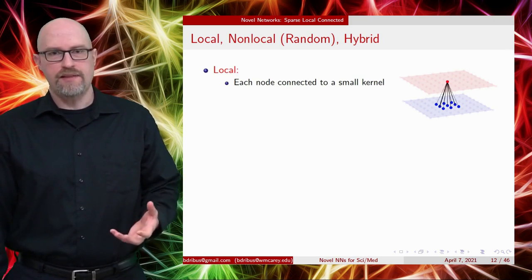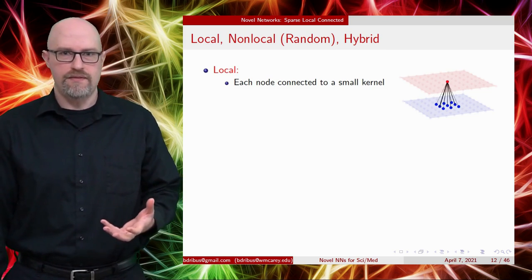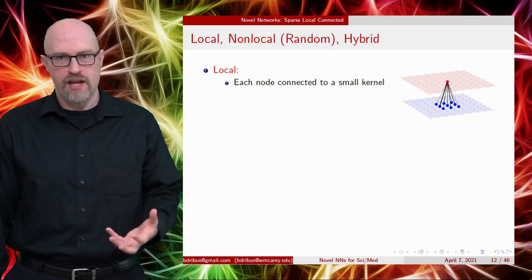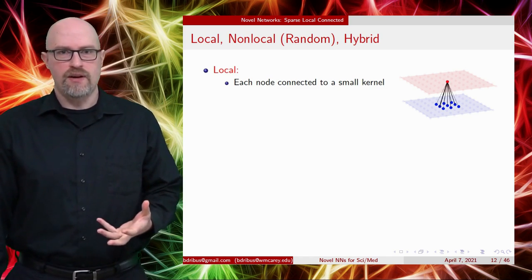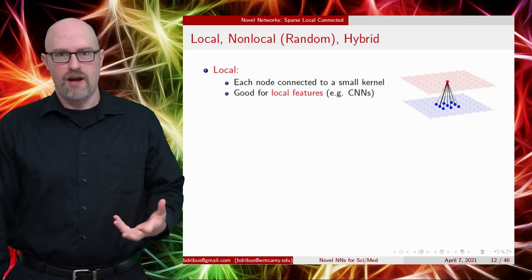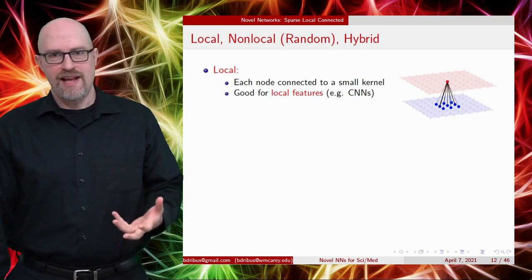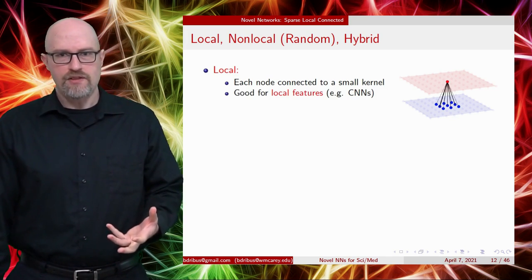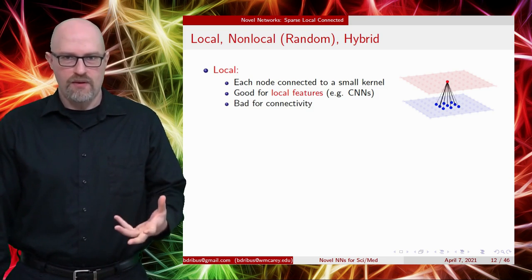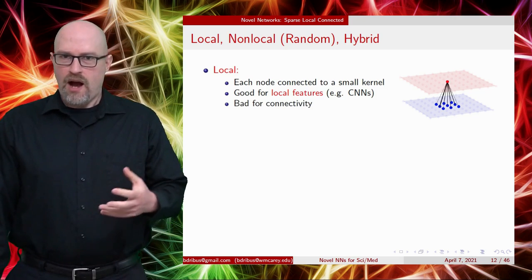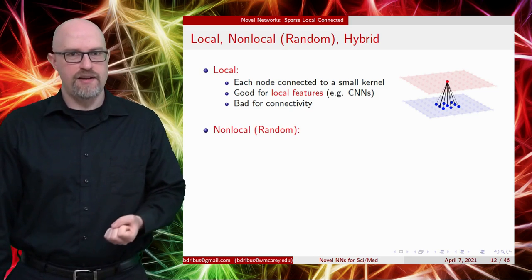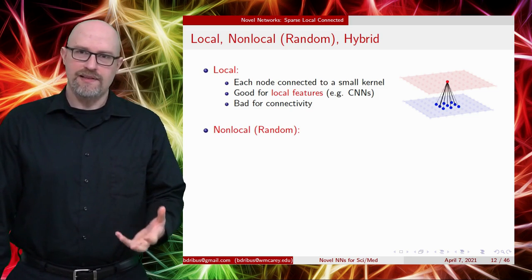Typically, such a kernel has algebraic as well as geometric significance because the same weights are shared among corresponding kernels in different locations. Such weight sharing is useful for detecting local data features, as in the important case of convolutional neural networks, or CNNs. However, because edges don't spread out much in a local configuration, it's bad for overall network connectivity. An opposite type of configuration is a non-local configuration, usually random, in which connections are widely scattered.